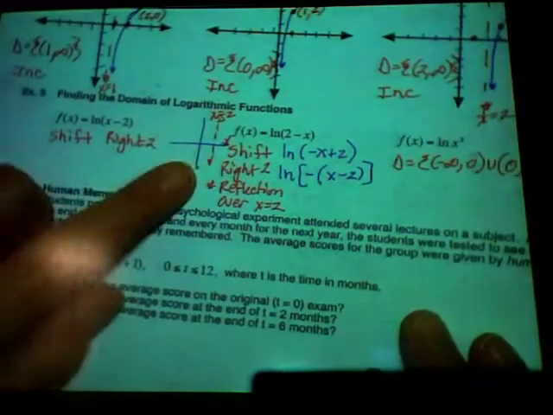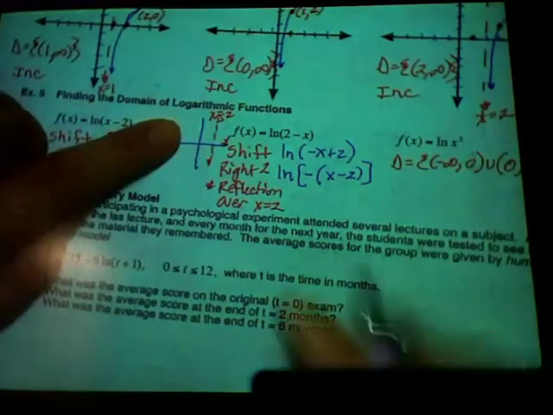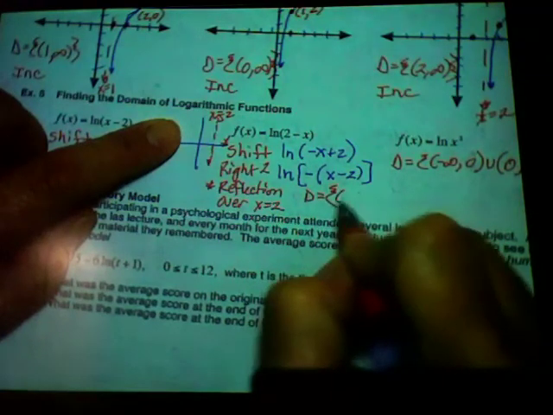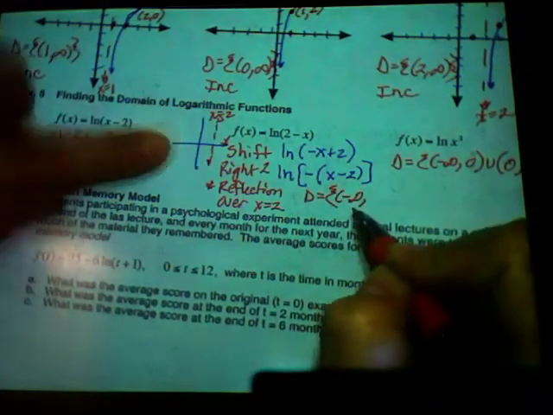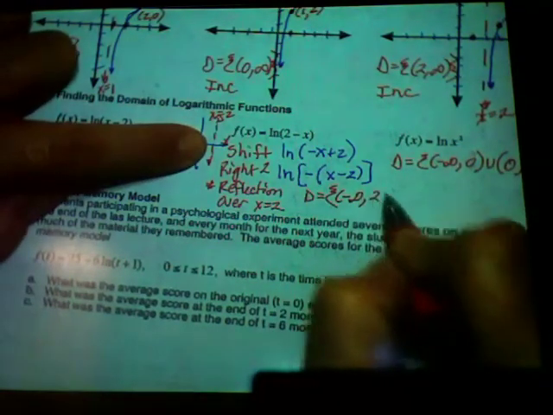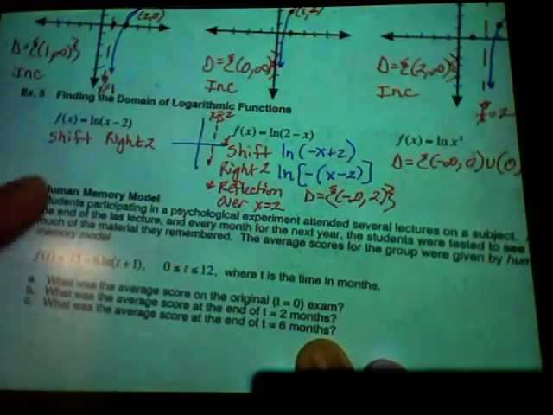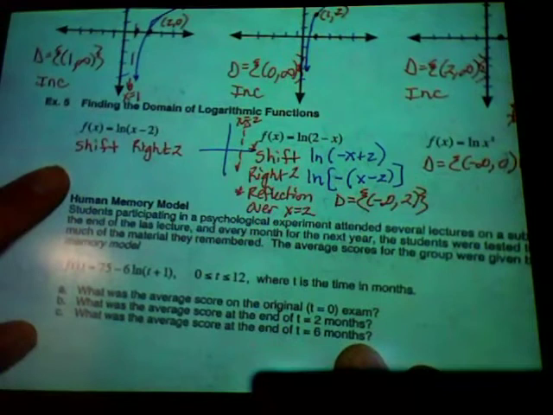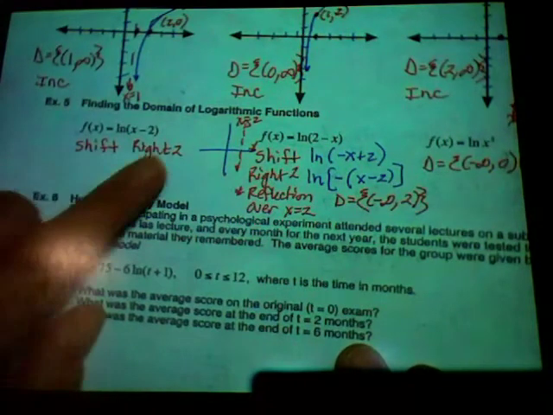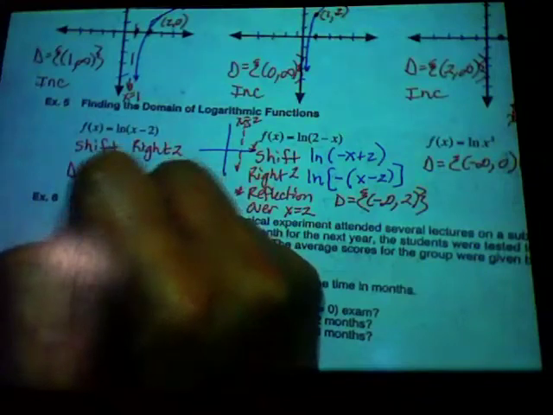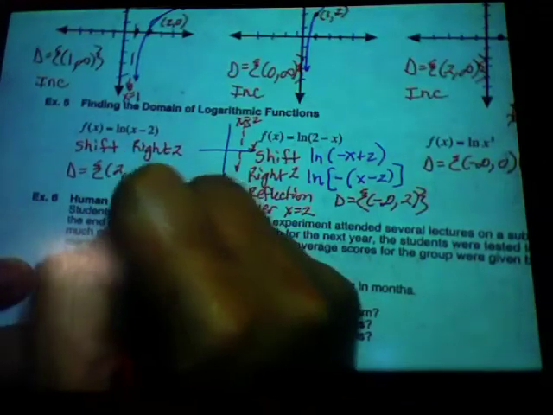Our domain for this one, because it got reflected, is actually going to be negative infinity all the way up until we hit 2. And the domain for this one, because we've shifted right, means that we're going to start at 2. So our domain here is going to start at 2 and go to positive infinity.